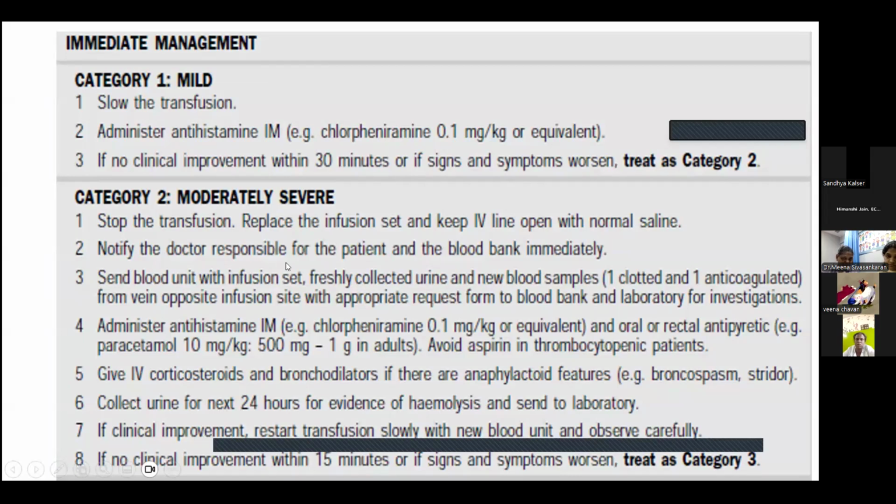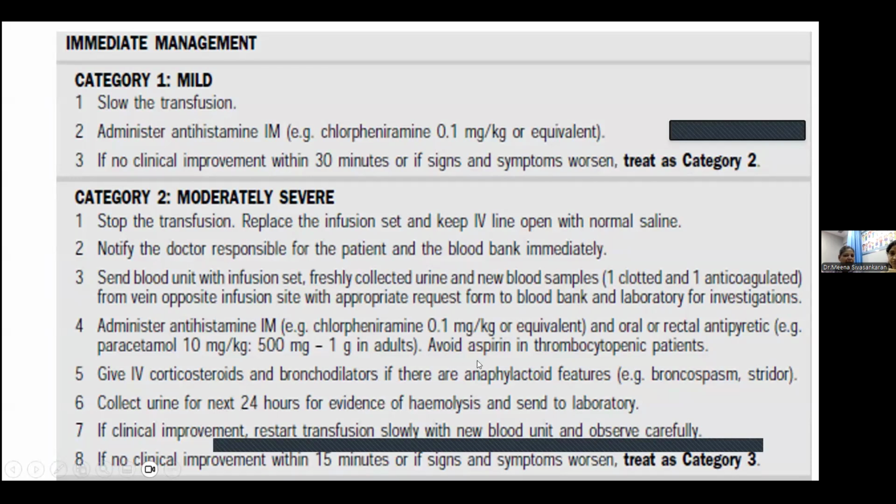Notify the doctor and inform the blood bank also. Send the blood unit with infusion site and freshly collected urine and new blood samples. That is one clotted and one anticoagulated sample from vein opposite to the infusion site with appropriate request form to blood bank and the laboratory for investigations. Then administer antihistamine as IM and oral or rectal antipyretic.